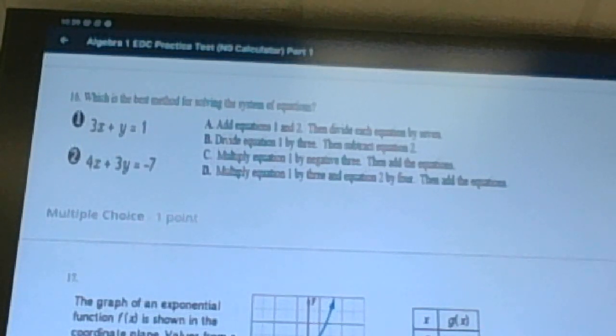But here, what we have been doing is testing, do you understand the right method? Yes. The right method for doing this is to multiply equation 1 by -3 because we need opposites. If you multiply the whole top by -3 and then do a big arrow over, we get -9x minus 3y equals -3. 4x plus 3y equals -7. And now you can add down to eliminate.